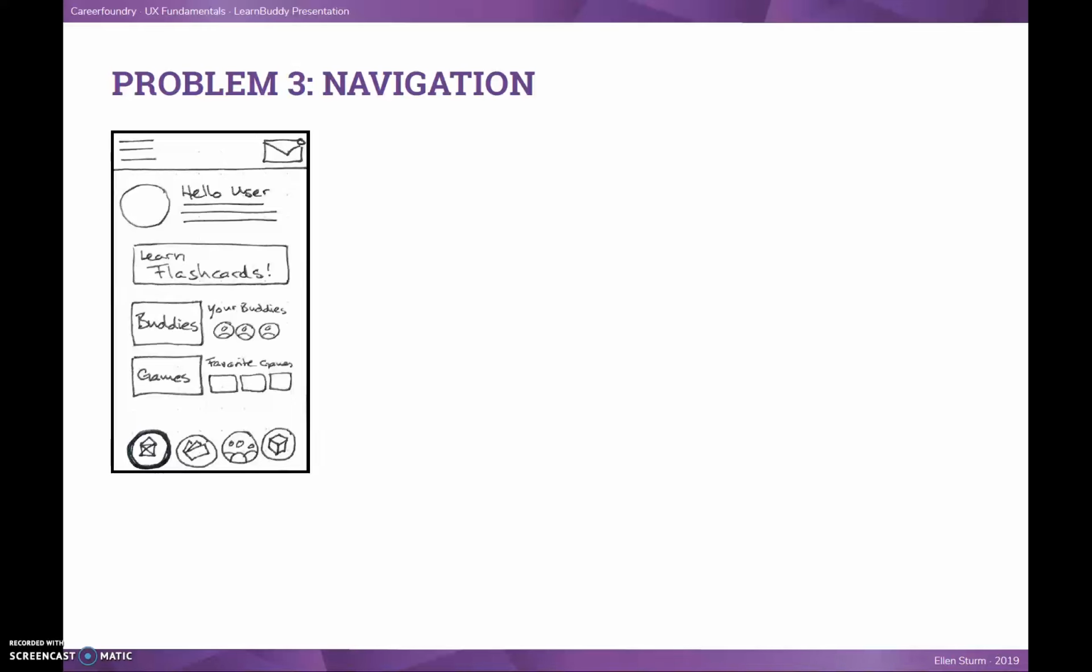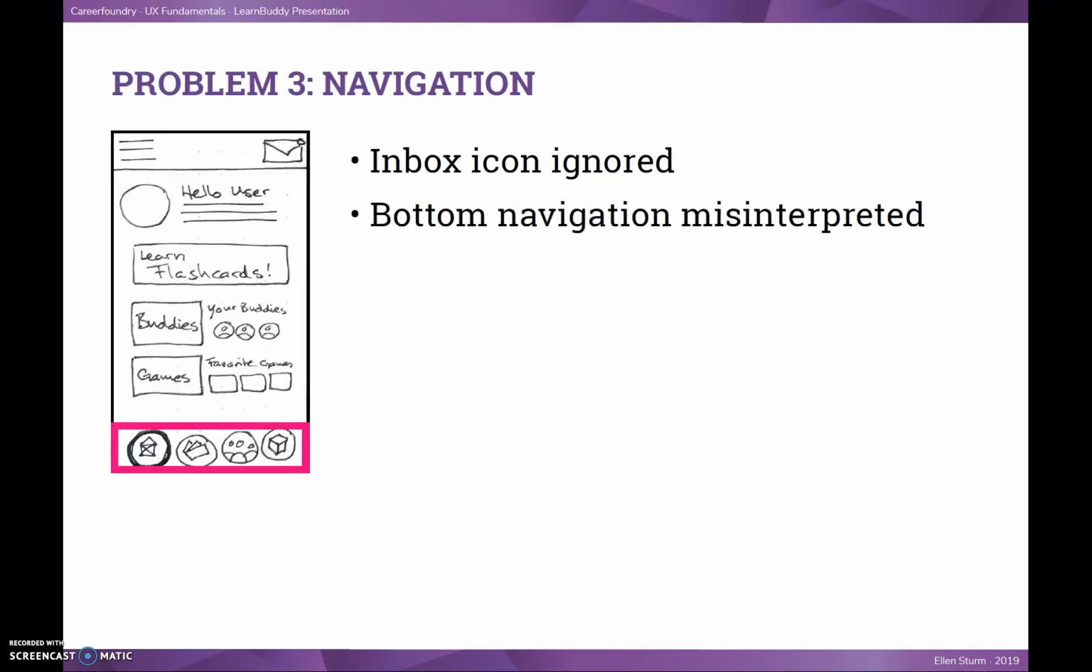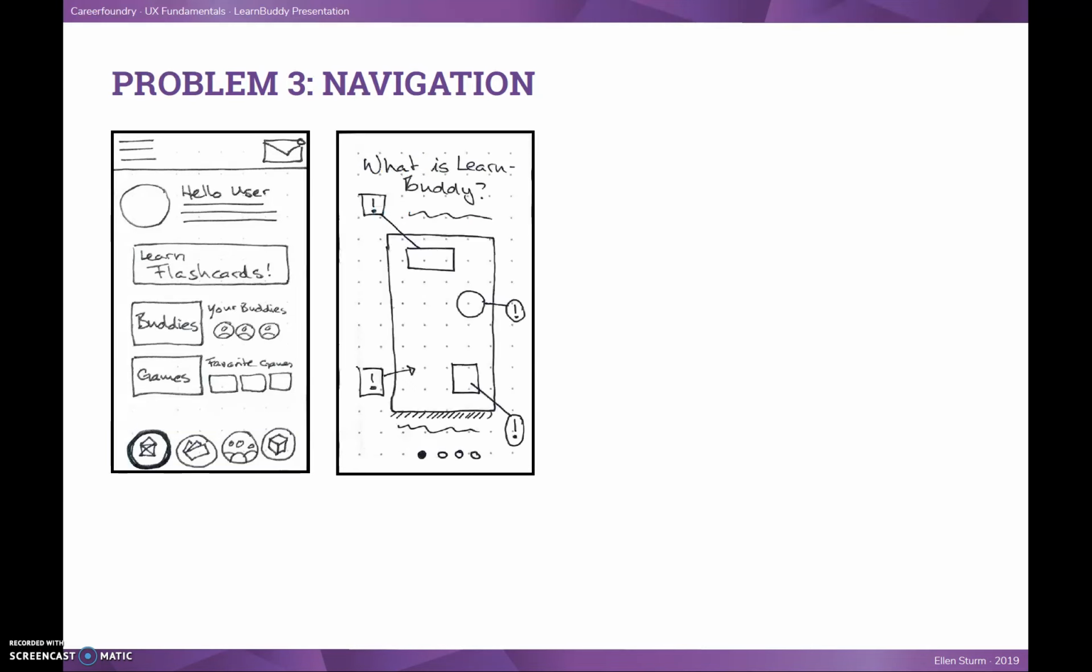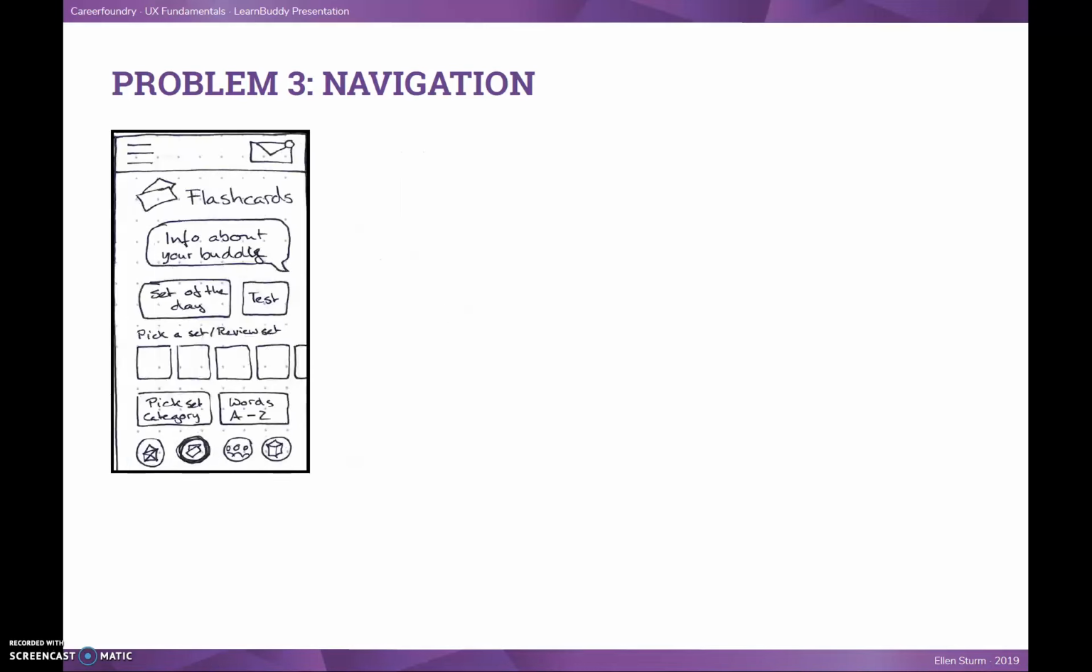Navigation went well, basically, but there were some problems: people took long detours to go where they were supposed to be going. For example, the inbox icon for writing a message to somebody was kind of ignored. The buddy navigation was a bit misinterpreted. I think this was based on bad drawing. So I decided to make sure that the onboarding process has a good explanation for the messaging system and the bottom navigation.